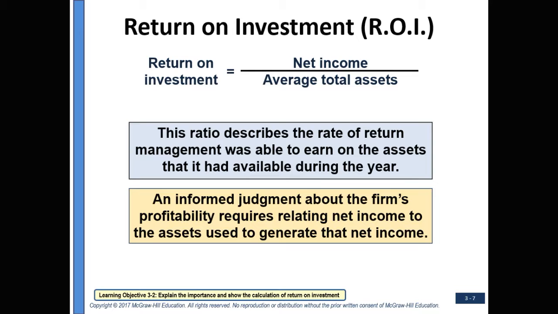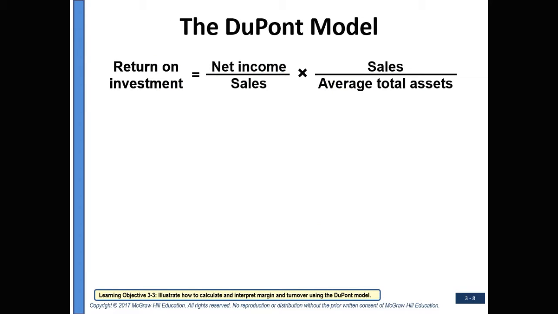There is a slightly different ROI ratio called the DuPont model. The DuPont model is an expansion of that basic ROI calculation. The margin, which is net income divided by sales, which are both components on your income statement, multiplied by turnover, which is sales from your income statement divided by your average total assets. You calculate each of those pieces separately and then multiply them by one another.